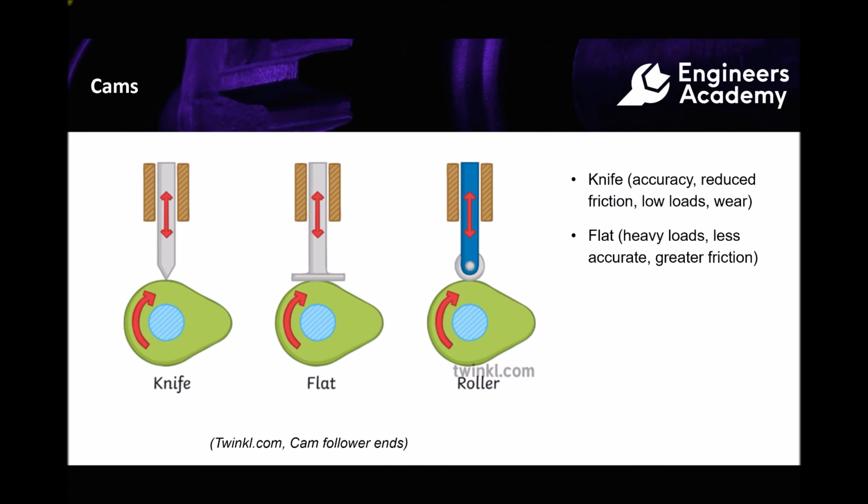Now, combining the benefits of the two types of follower there, we have the roller follower on the right-hand side. Now, roller followers, because they have a single point of contact, produce very high degrees of accuracy. Again, we have the benefits of reduced friction due to that single point of contact, and due to their construction, they can also carry heavy loads. Rather than sliding resistance here, we'll have rolling resistance, so we're less likely to experience wear on the roller than compared to the knife edge.